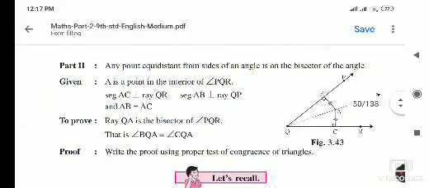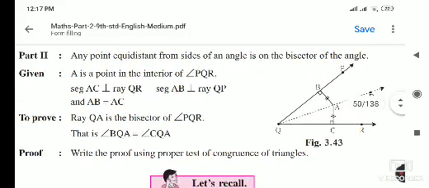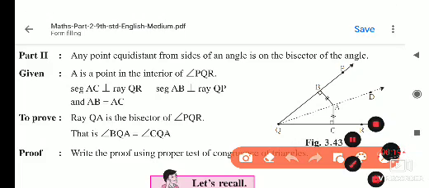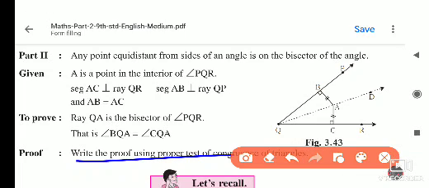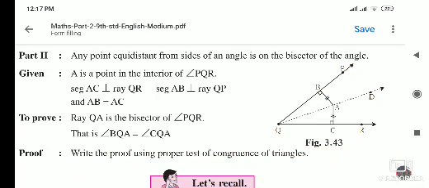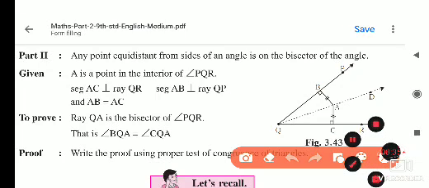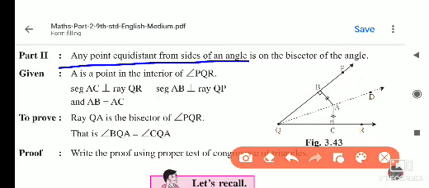Now the next part, its proof also you have to write. This is also for you only. For understanding, I am going to give you hints again. First of all, understand the statement of it. What is the statement? Any point equidistant from the sides of an angle, meaning B and C.